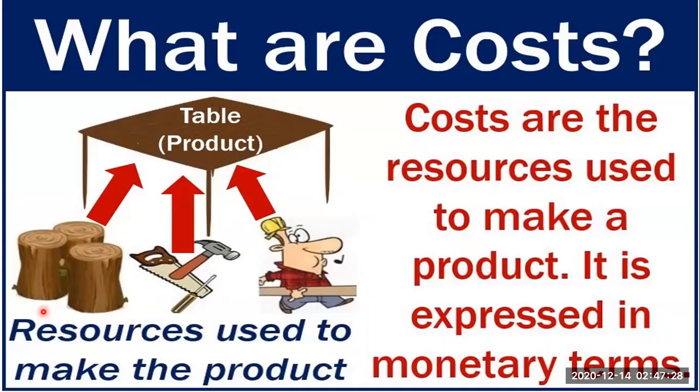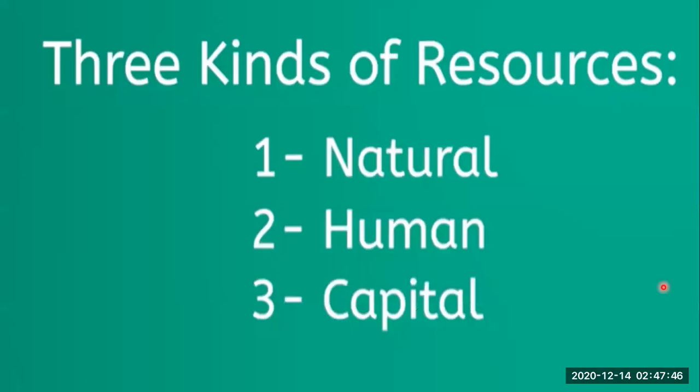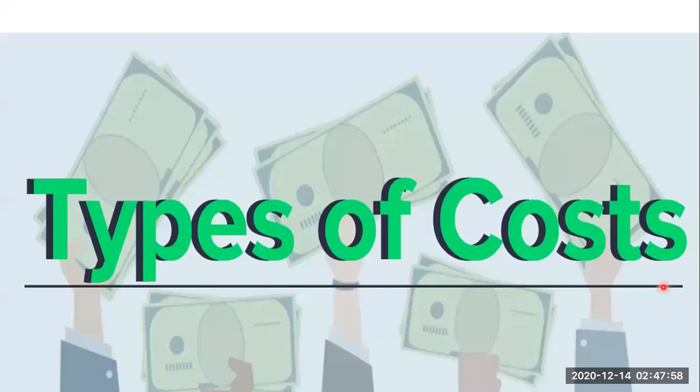Well, which one is human resource? Of course, this one, right? That was kind of obvious. And everything you need to build something is going to be called capital. So remember that capital is not always only cash. It can be equipment, it can be building, it can be tools, that kind of things. All right, so now we can continue with types of costs.